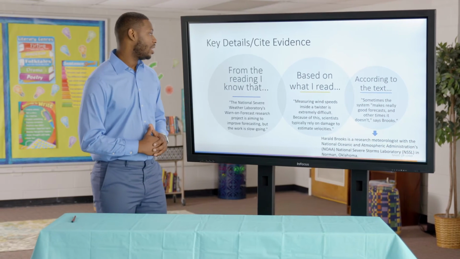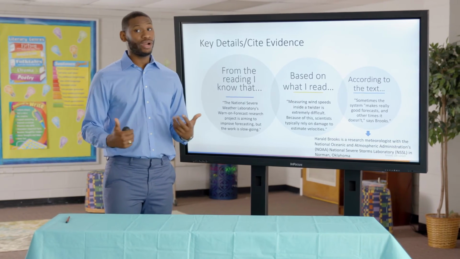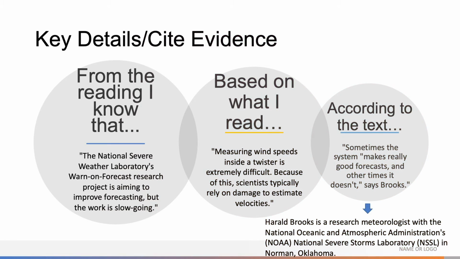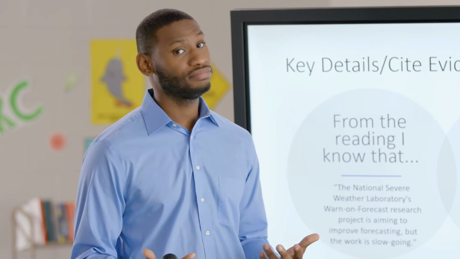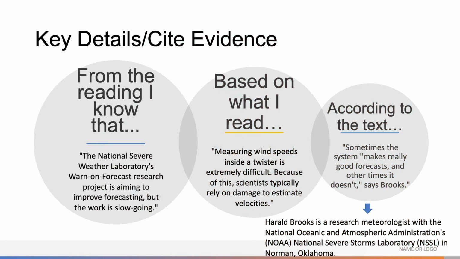Let's talk about my next point I pulled out. Based on what I read, measuring wind speeds inside of a twister is extremely difficult. Because of this, scientists typically rely on damage to estimate velocities. Notice the word estimate. It means to guess. Keep that in mind.